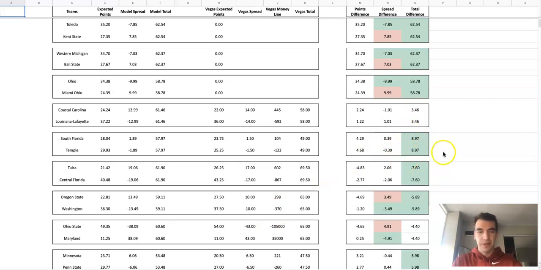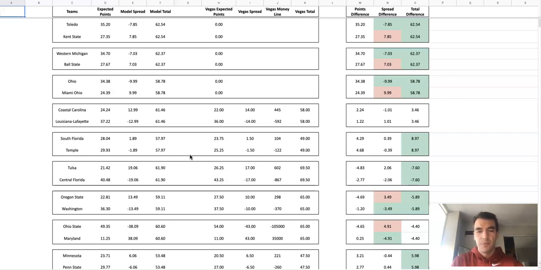So tonight we have South Florida and Temple, and Vegas has this game at 49 points. We have it at 58. I think the reason why Vegas has it so low is because of Temple's defense, and I think that may be a little priced in from where they were at the beginning of the year. Their defense was great at the beginning of the year, but it's kind of tapered off, as we saw in their absolute drumming from UCF last week.